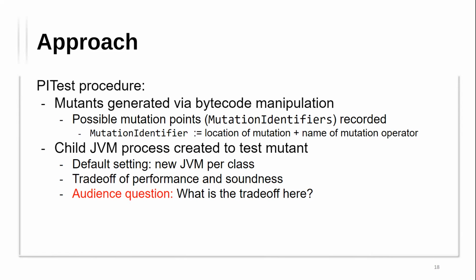We have these mutation points where we can identify potential spots where we can mutate the program. Once we have mutated the program, we have to set up a new JVM, a child JVM process, to test the mutant. And so there are choices on how often you spin up a new JVM. You can spin up, as the default setting for PIT, a new JVM instance per class under test. But there are also other settings where you can spin one up, for example, for every test case. And so what is the trade-off being made here?